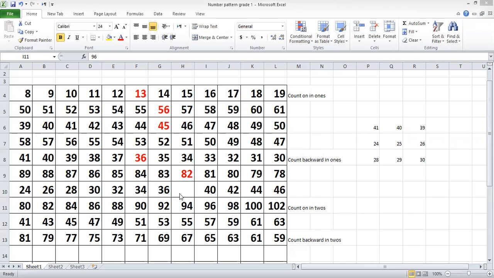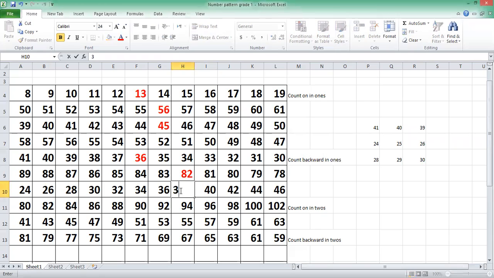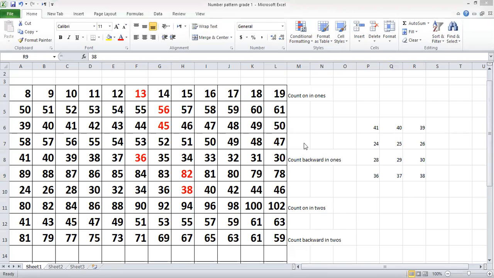Very good. The answer is 38. Why 38, guys? Because we are counting in twos. Look here. If I write 36 here, what comes after 36? 37. Then 38. So look, in the pattern we are counting in twos. So we will not count 37. We will count in twos. 1 and then 2. So it will be 38. Is it clear, guys?